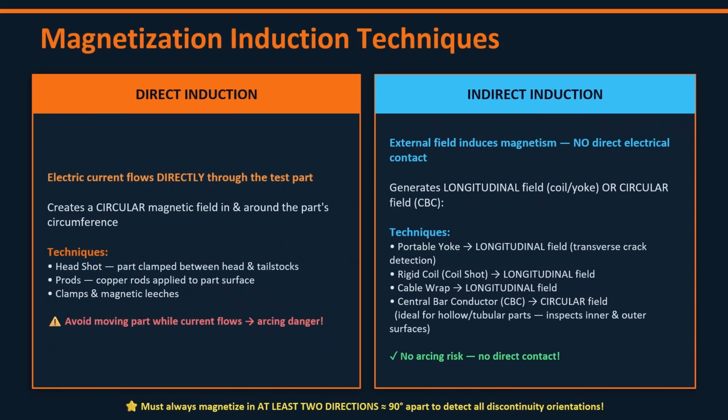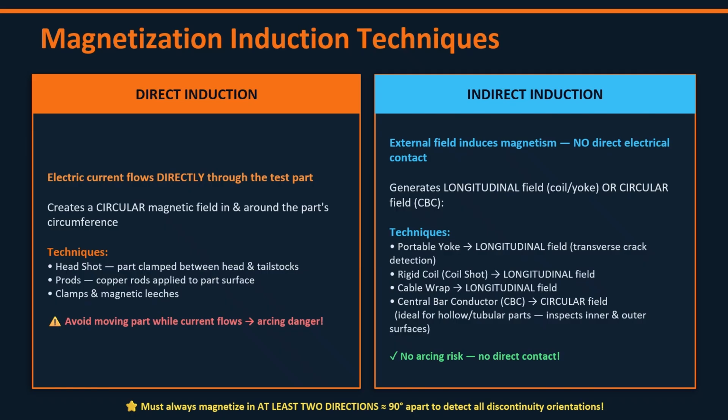There are 2 broad ways of establishing magnetism in a test object: direct induction and indirect induction. With direct induction, electrical current actually passes through the test component. A head shot is the classic example. The component is placed between the head and tailstock, current flows through it, and a circular magnetic field forms around the current path. Prods work on the same fundamental principle, with current entering and leaving the component through contact points.